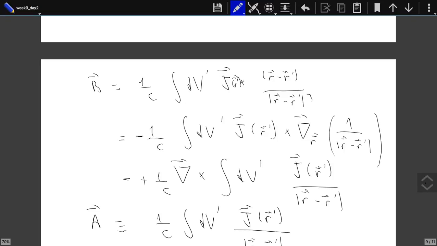Well, you see, it's the gradient. So just look at it. It's the derivative of 1 over r. It's a vector, but the vector product is taken with respect to J. So let's just take it out, and let me show it explicitly.